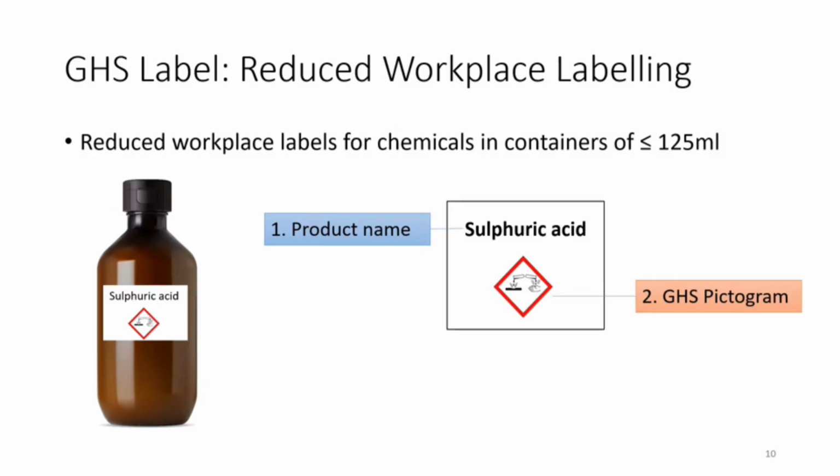The answer to the question is yes. We still need to label such containers, be it a bottle or a test tube. However, in this case, we can apply reduced workplace labeling because the container might be so small that we can't fit in all the information onto the label. So in this case, we only need to include the product name and the GHS pictogram.